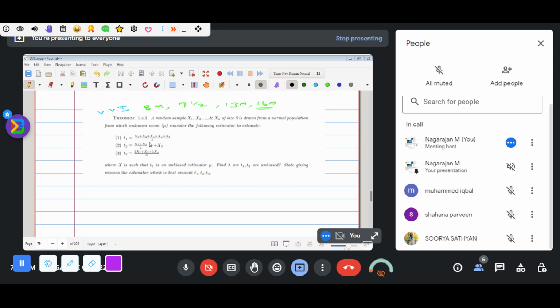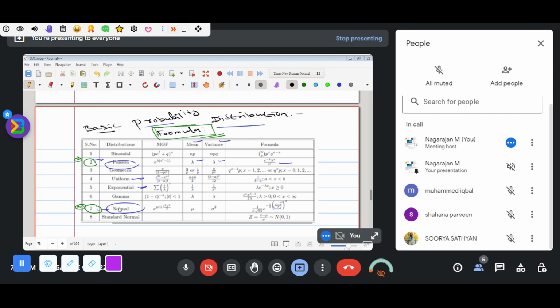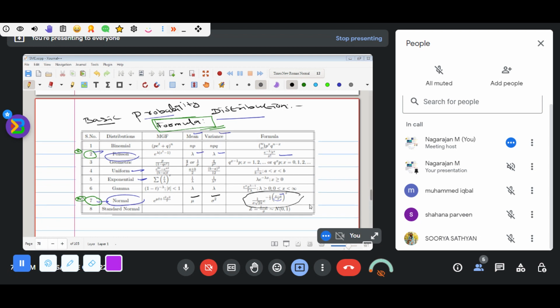So what is the question here? A total of n sample values is given, and also a normal population. You know the normal distribution formula, I already gave it. For the normal distribution, the mean is mu and the variance is sigma squared. This is the basic notation, already given in the formula table. The formula is this one.